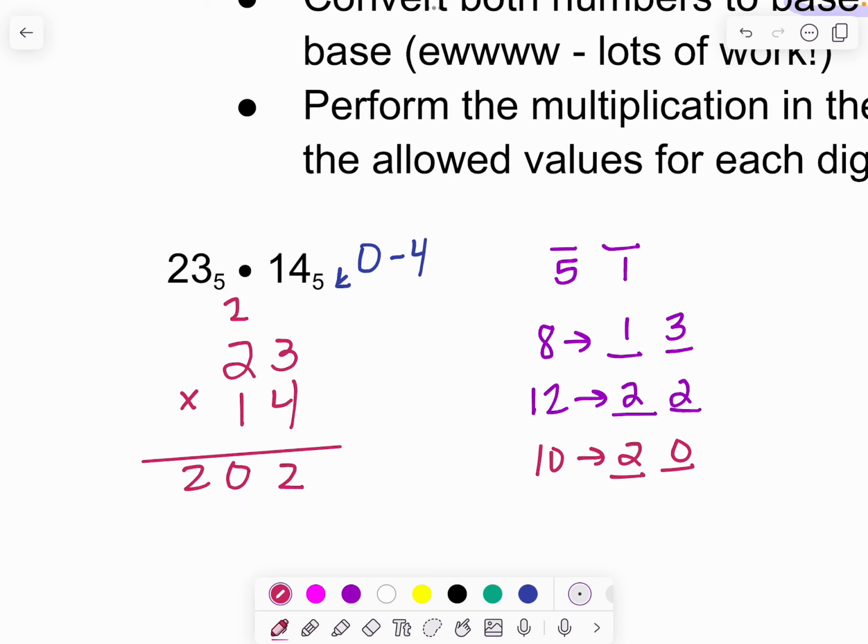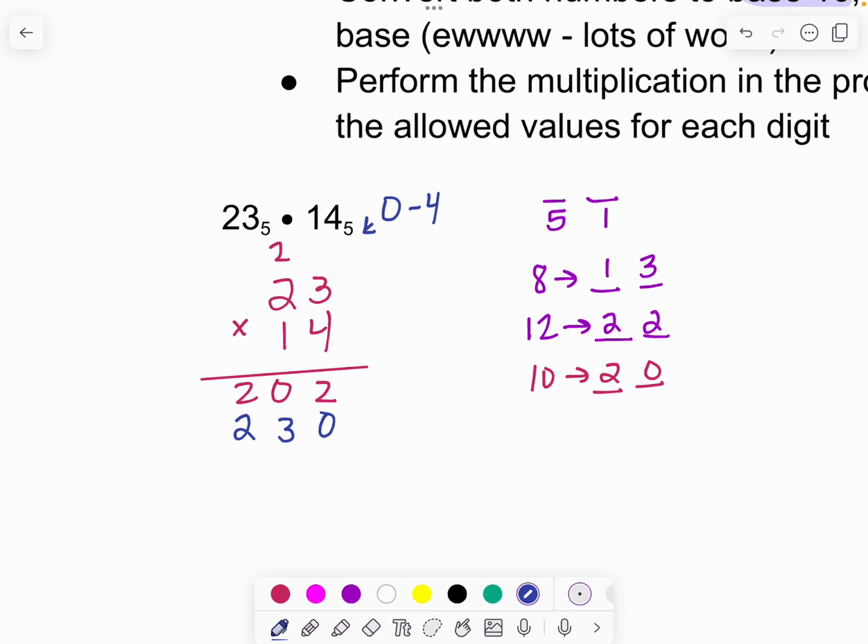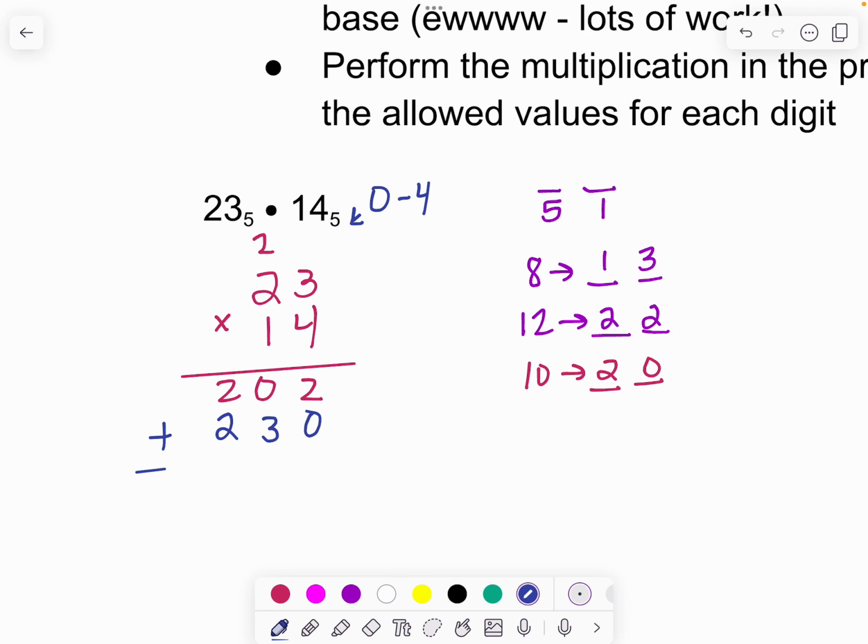And then now I go ahead and do the next number. And we will do 1 times 3, which is just 3. 1 times 2, which is just 2. And then this missing digit, you can just fill it with a 0. And then we go ahead and we add. And then 2, 3, 4. And so that would be my answer in base 5.